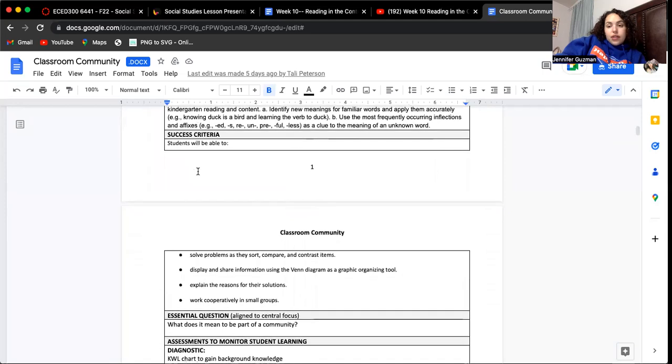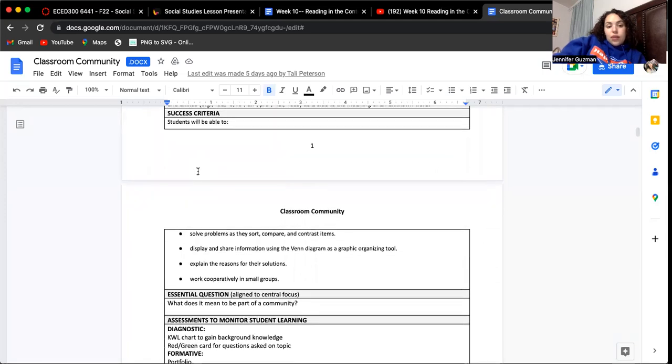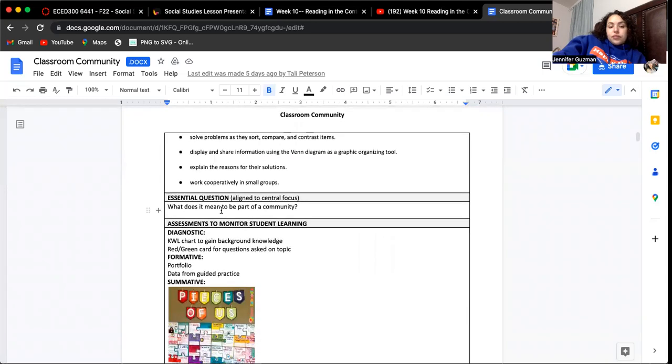Some success criteria: students will be able to solve problems as they sort, compare, and contrast items, display and share information using the Venn diagram as graphic organizing tools, explain the reason for their solutions, work cooperatively in small groups. Our essential question for the students is, what does it mean to be part of a community?